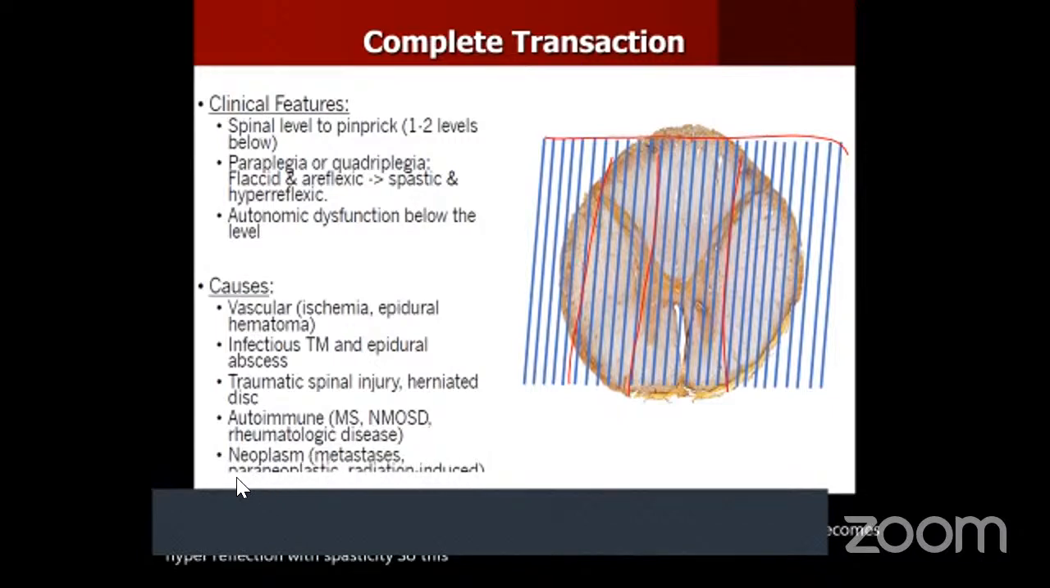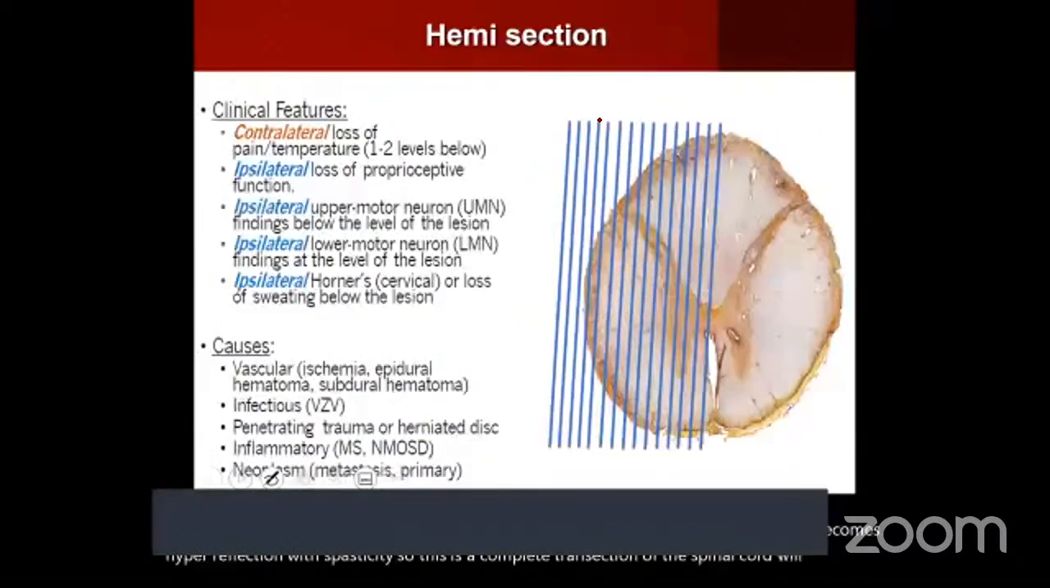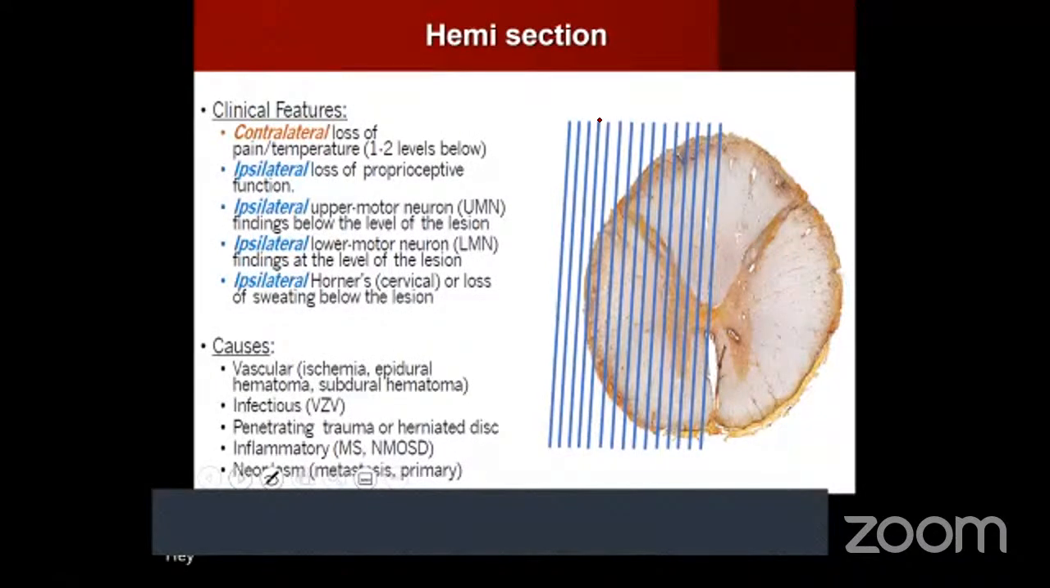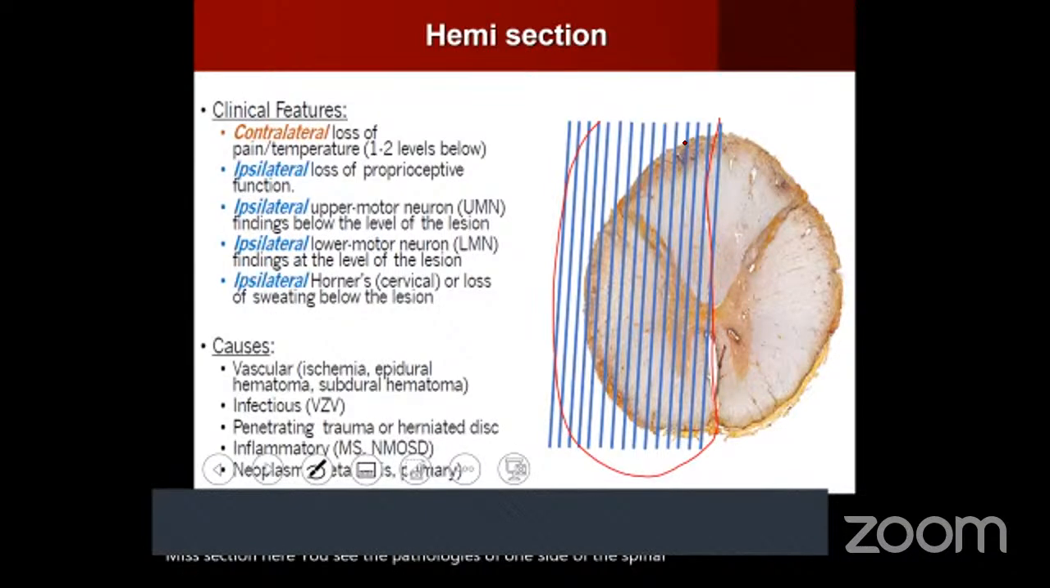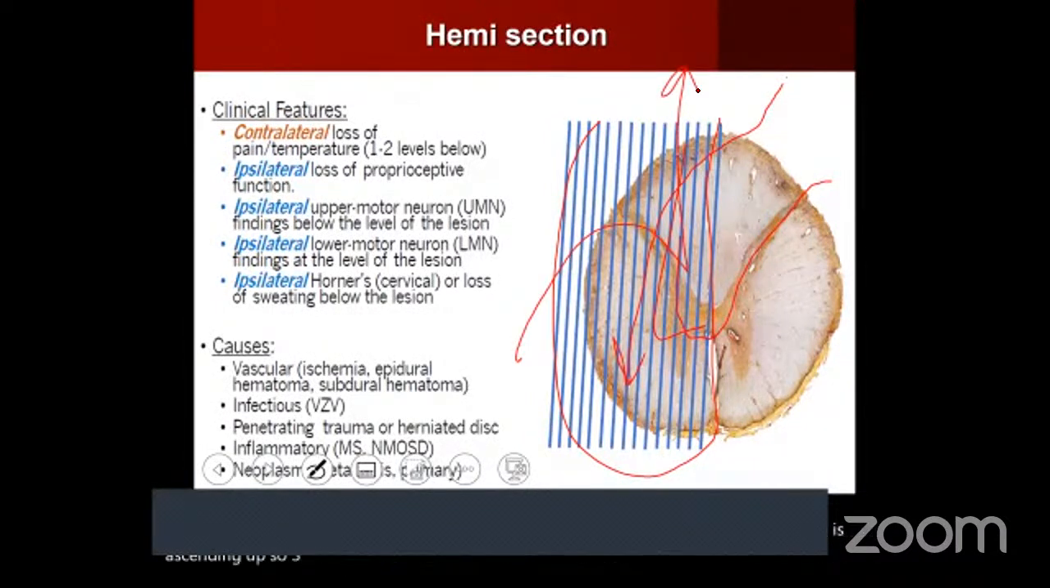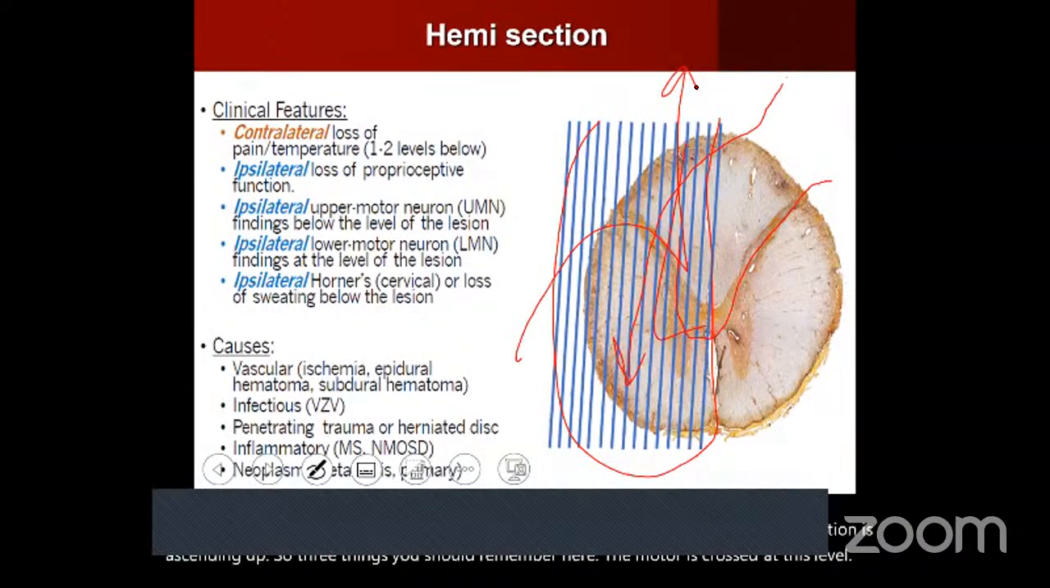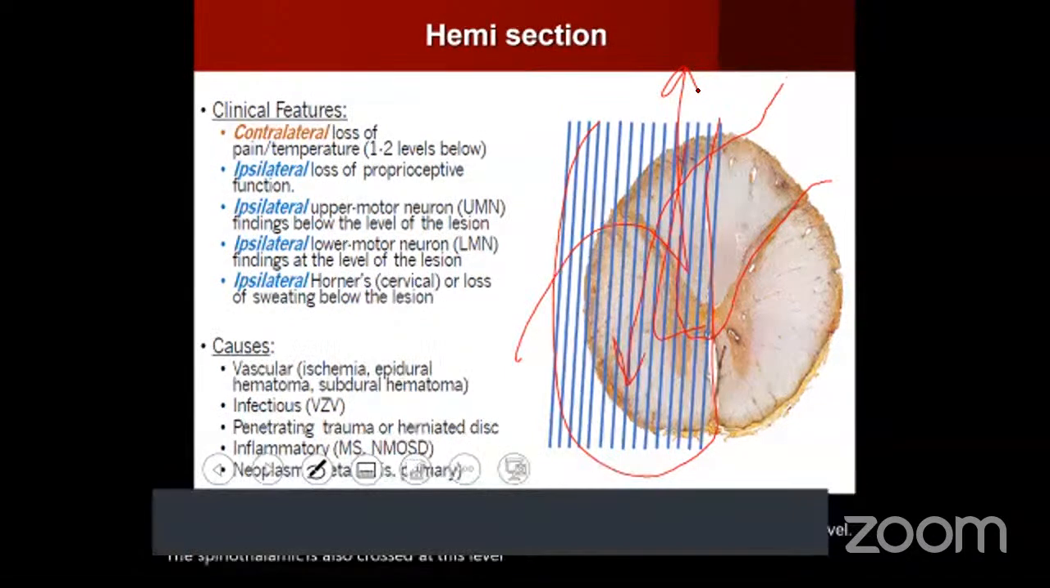Here you see the pathology is on one side of the spinal cord. Already the fibers of superficial sensations have crossed and they are ascending in the spinothalamic tract. The motor fibers have already crossed and they're coming down, and the ipsilateral proprioception is ascending up. So three things you should remember here. The motor is crossed at this level. The spinothalamic is also crossed at this level, and ipsilaterally the posterior columns are not crossed because that first order neuron is going to end in gracilis and cuneate nucleus.